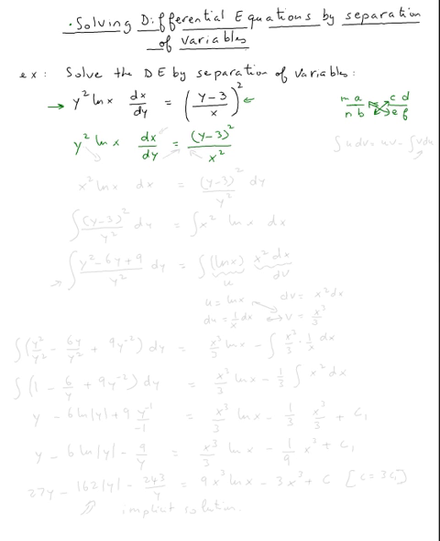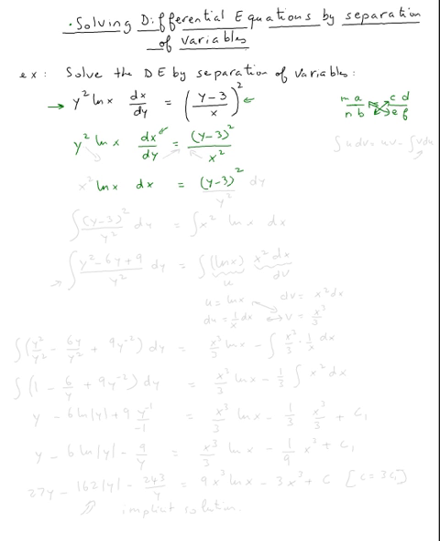Now I'm going to try to have the x's on the left side because dx is on the numerator. Otherwise I usually want to have dy on the left side. So I'm going to leave all the x's on the left side. So ln x stays on the left side, dx is on the left side, right? And then (y minus 3) squared is on the right side.